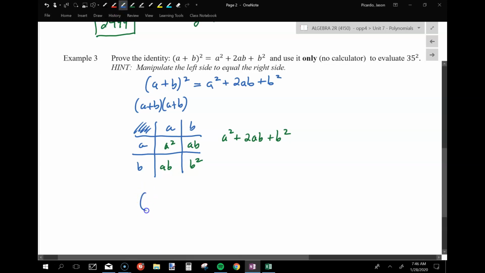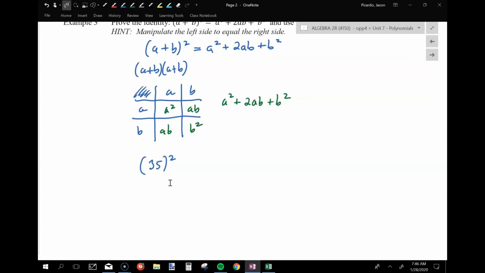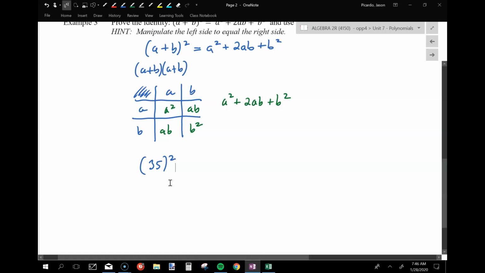It's saying 35 squared. Give me two numbers that you know the result of the square of that add up to be 35. Pick numbers that are easy to square. What do I use? What do we know what 30 squared is?